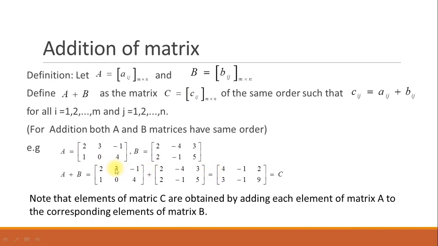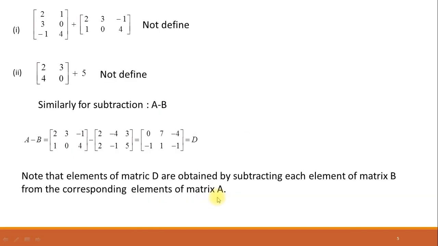Next, 3 plus minus 4, we get minus 1, and minus 1 plus 3 is equal to 2. 1 plus 2 is equal to 3. 0 plus minus 1 is equal to minus 1, and 4 plus 5 is equal to 9. So note that the elements of the resultant matrix C are obtained by adding each element of matrix A to the corresponding element of matrix B.